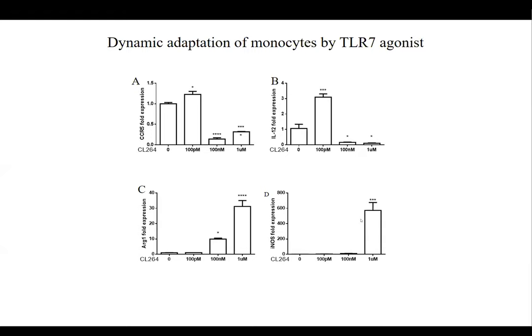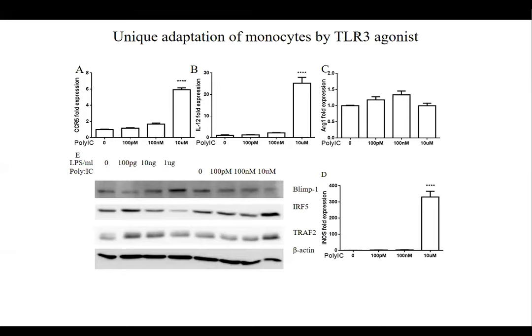And then this is unique with TLR3. We tried the toll-like receptor 3 agonist. If we try to educate and program the murine monocyte repetitively with rising doses of TLR3, we can never tolerize the cells. We keep on seeing increasing CCR5, increasing IL-12, but not much arginase 1.